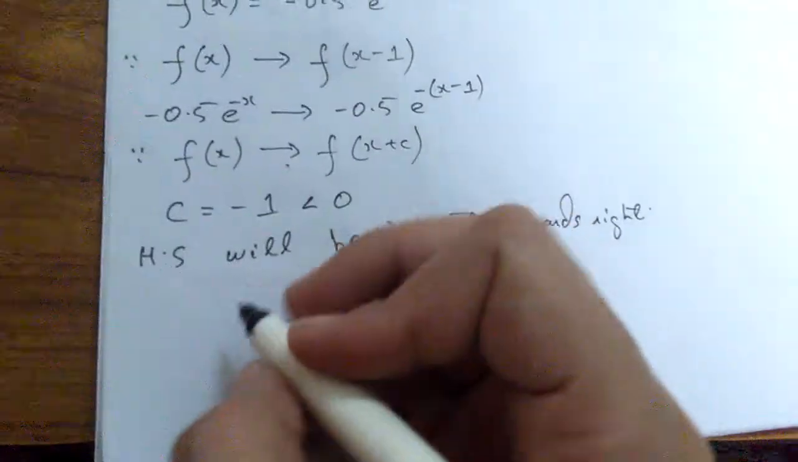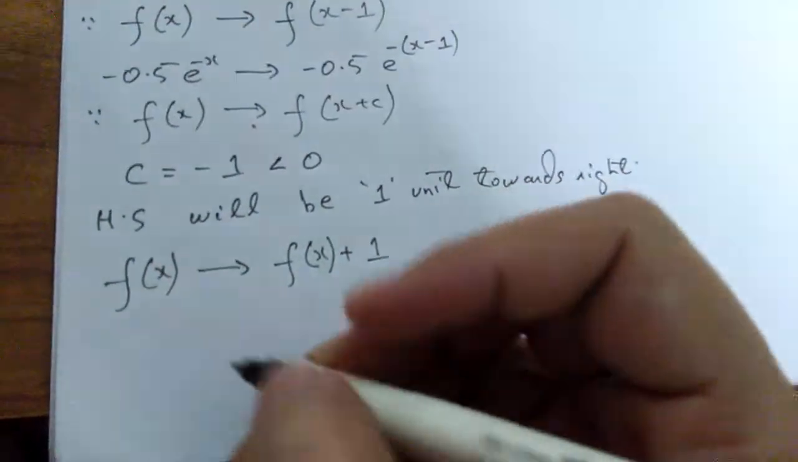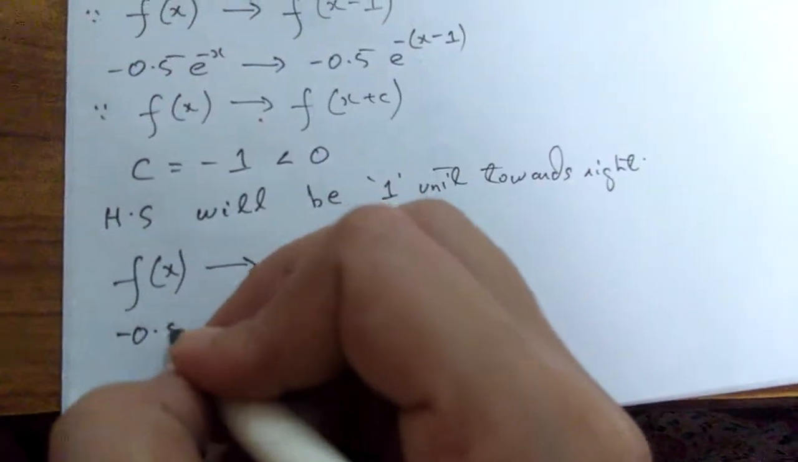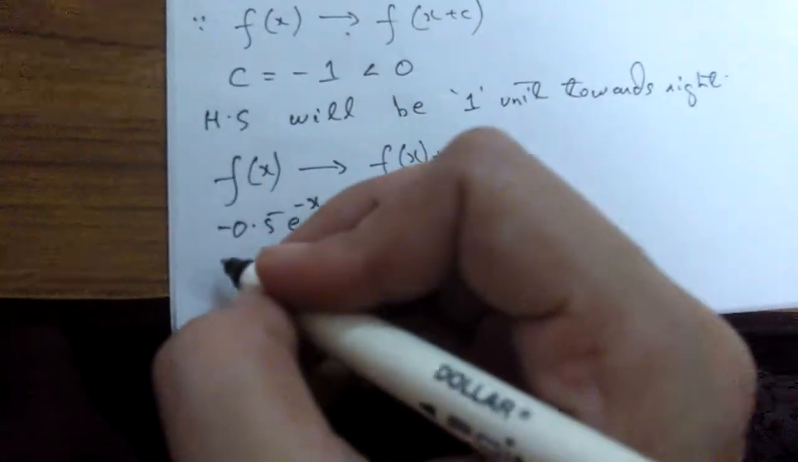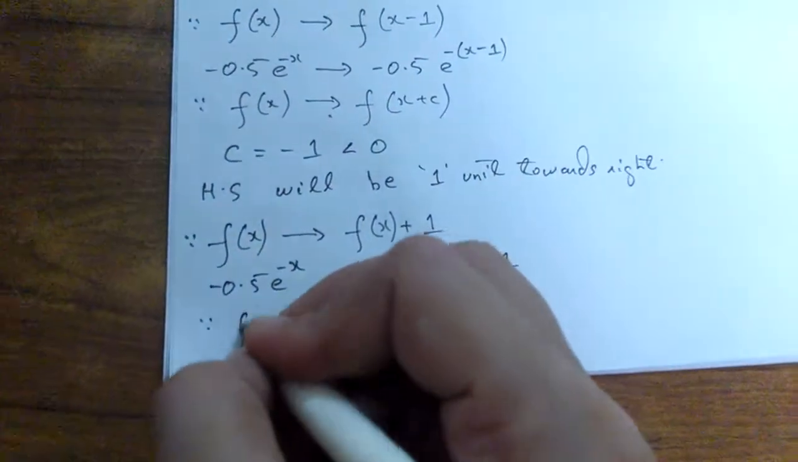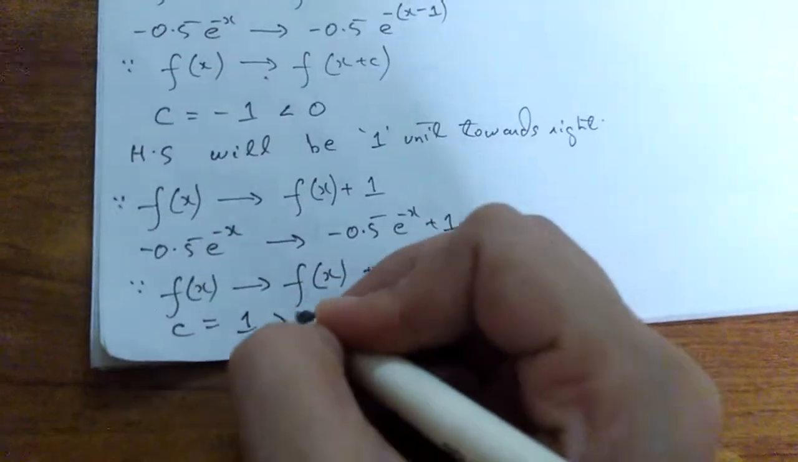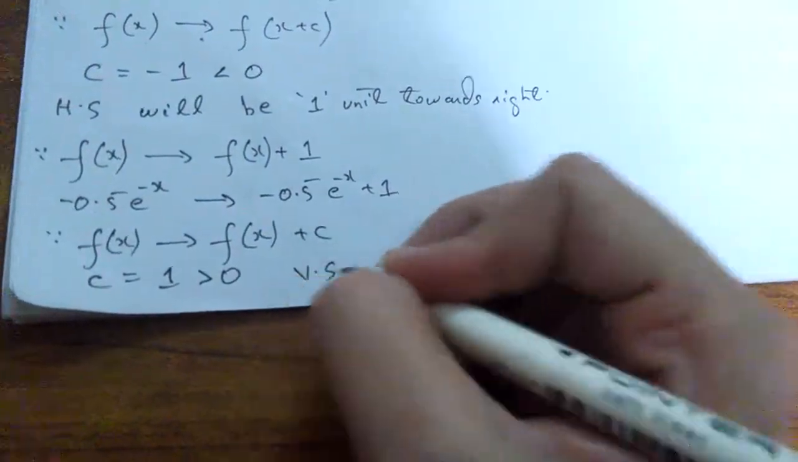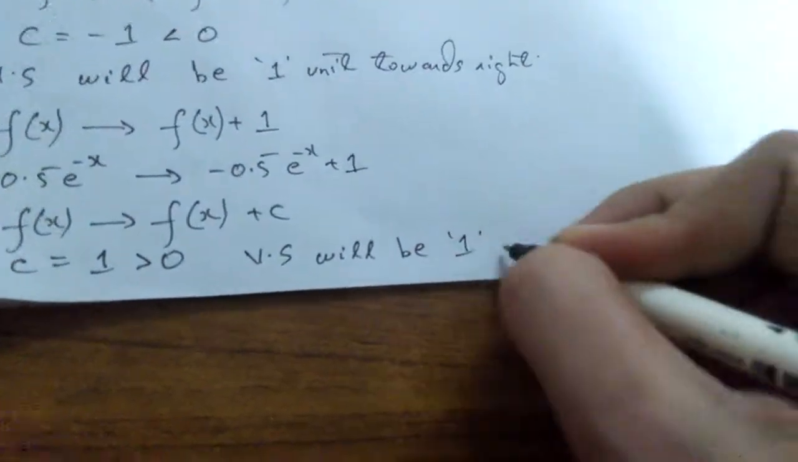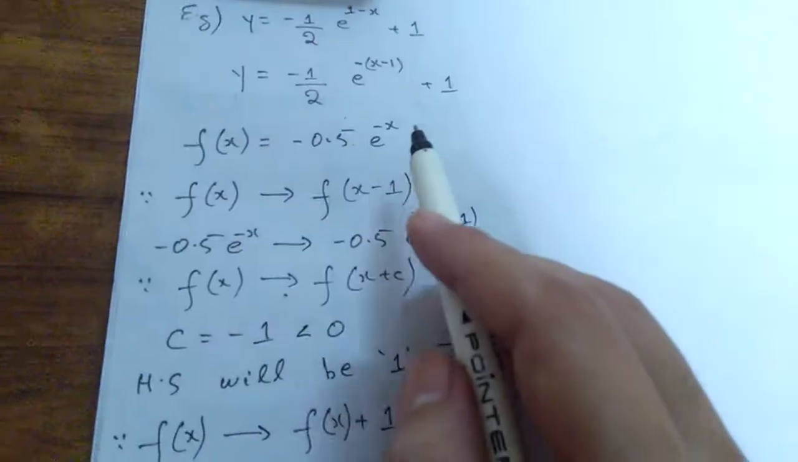Okay. Now in the same way, if you are adding something in your f of x, you're performing such kind of transformation, then in that case your negative 0.5 e power minus x has been transformed in this form. Okay, and once you compare this transformation with your general form, you can see that your c is 1, which is greater than 0. So your vertical shift is going to be 1 unit upward, okay? So now let us assign the graph of this f of x.